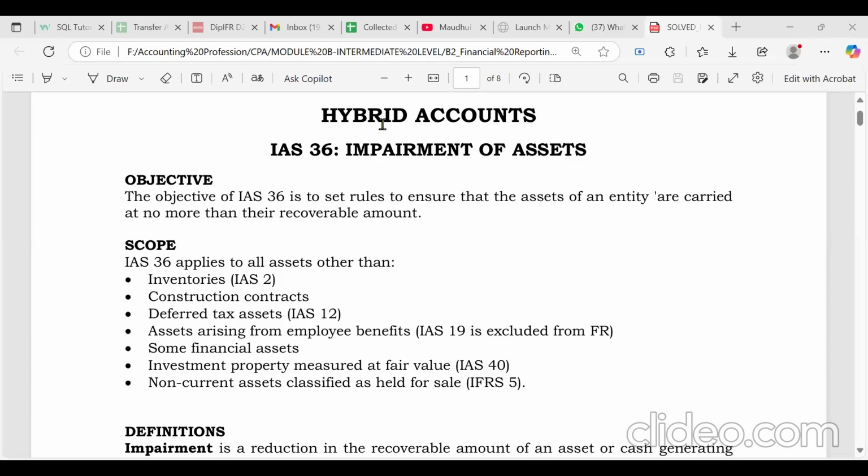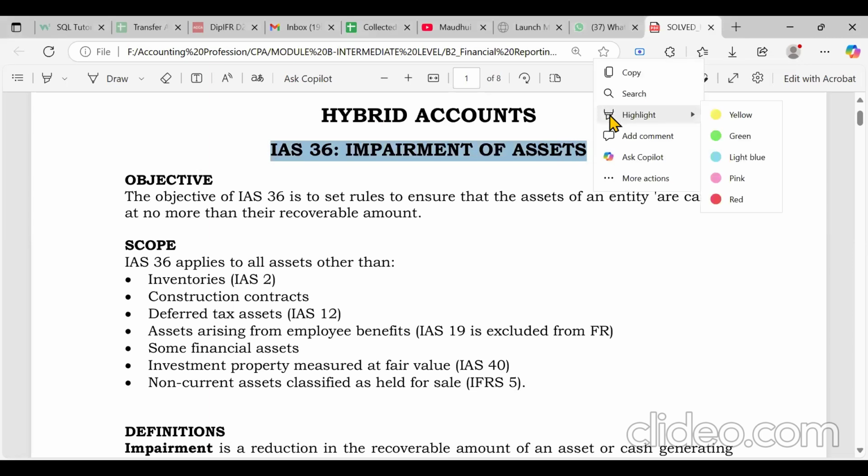All right, we have gone through a lot of standards now, about four standards: IAS 16, IAS 40, IAS 23 borrowing costs. Then the last one, what was the last standard? Intangible assets, IAS 38. And today we are on IAS 36, impairment of assets.